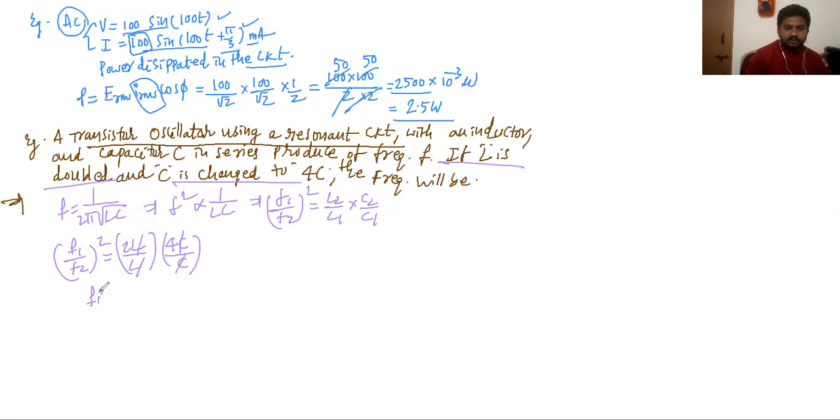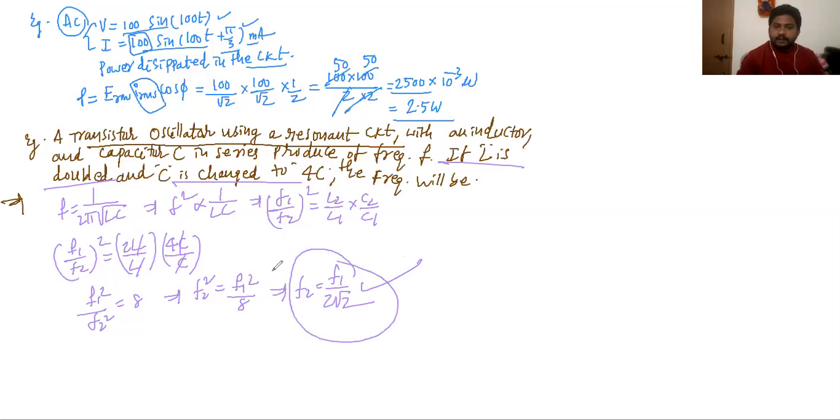So F1 square by F2 square is equal to 8. From here I can write, F2 square is equal to F1 square by 8. So F2 is equal to F1 by root 8. Root 8 I can also write as 2 root 2. So that's it. This is the given and this is the answer required.